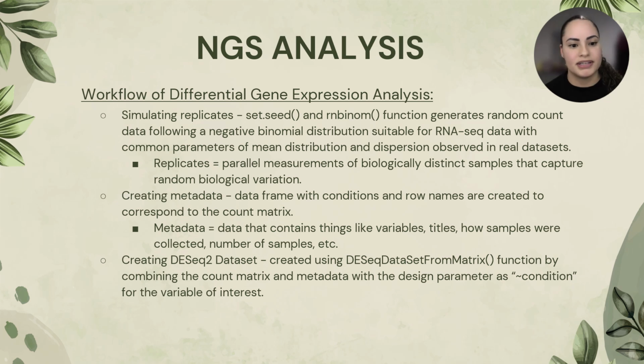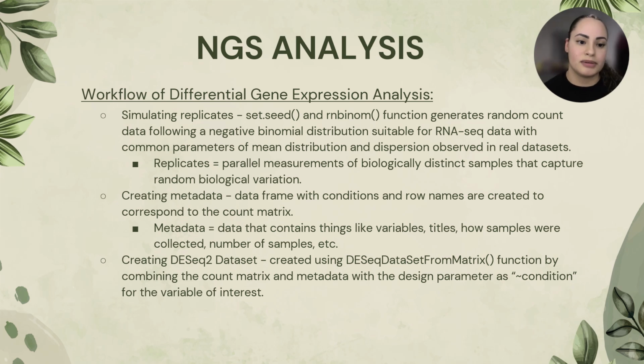So what are replicates in the first place? They are parallel measurements of biologically distinct samples that capture random biological variation. So in order to simulate these replicates, we decided to use the set.seed and rnbinom functions, which would generate random count data following a negative binomial distribution that was suitable for RNA-seq data, with some common parameters consisting of mean and dispersion that are observed in real datasets.